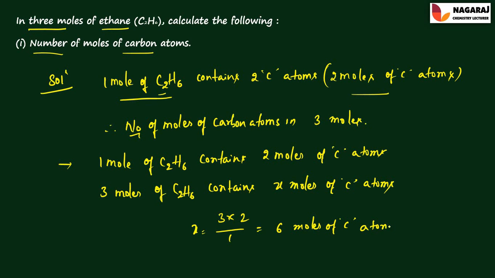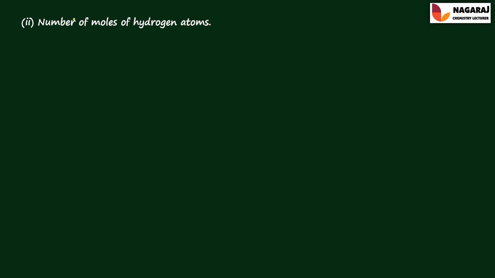So very simple problem. In 1 mole of ethane, it contains just 2 moles of carbon. In the formula, it contains 2 carbon atoms. So 1 mole of this molecule contains 2 moles of carbon atoms and 6 moles of hydrogen atoms. But in the problem, they have asked only about the carbon atoms, right? So 1 mole of ethane contains 2 moles of carbon atoms, but 3 moles of ethane contains 6 moles of carbon atoms. And the next problem is the number of moles of hydrogen atoms.